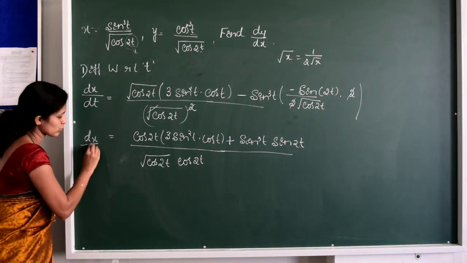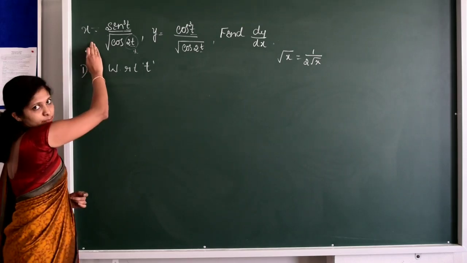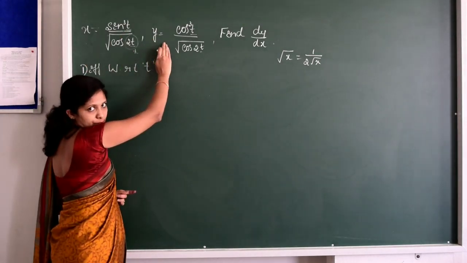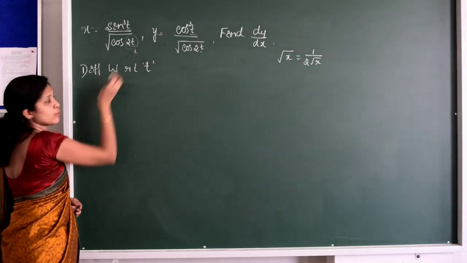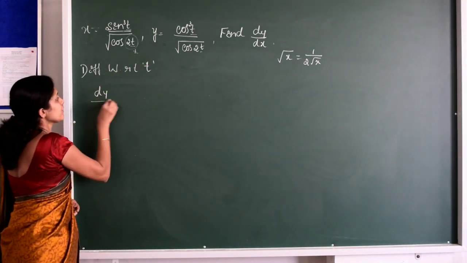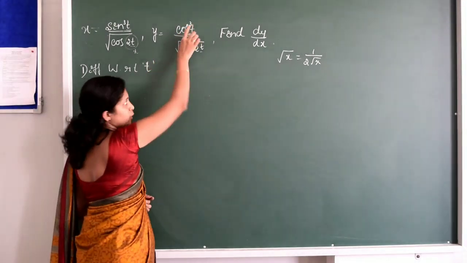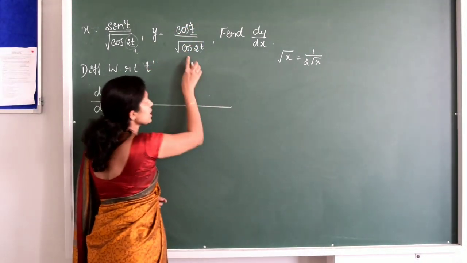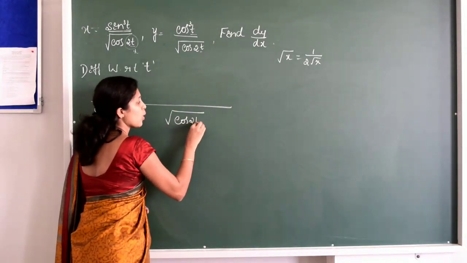Now similarly you have to find dy by dt. So here we got dx by dt. Now we have to find dy by dt. Similar to this one, we differentiate that with respect to t. So the derivative of y with respect to t will be dy by dt. So this is equal, again it's of the form f of x by g of x, denominator root of cos 2t whole square.